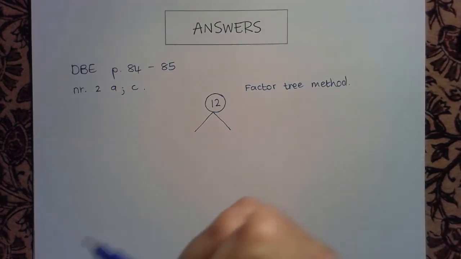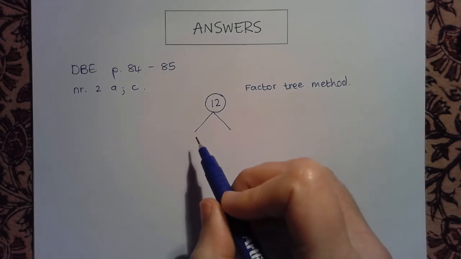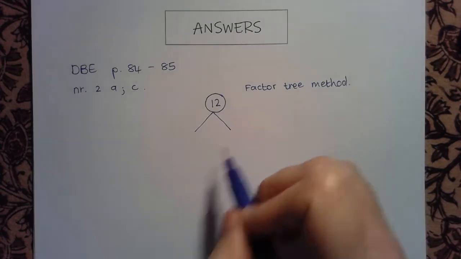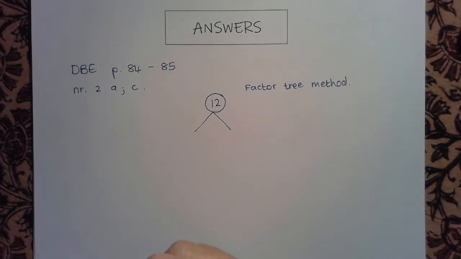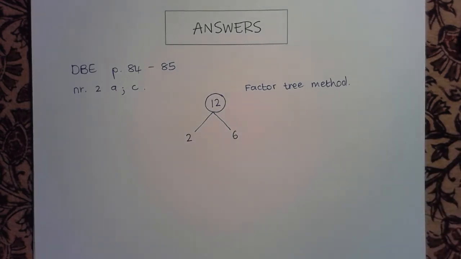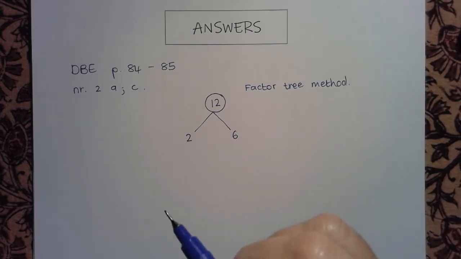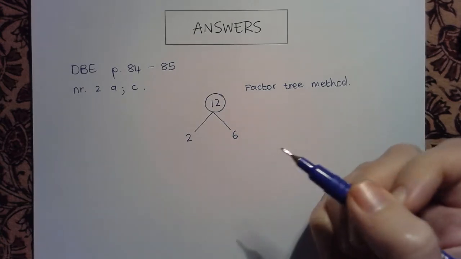If you use 1 and 12, it's like starting from the top again, because you still need to break up 12. So it's not going to help if you say 1 times 12. Rather use the other factors. Okay, so let's say 2 times 6. Now the question says break up the following numbers into its smallest prime factors. So that is referring to prime numbers.